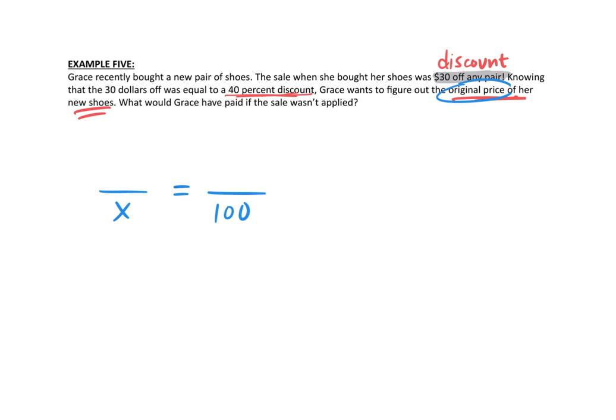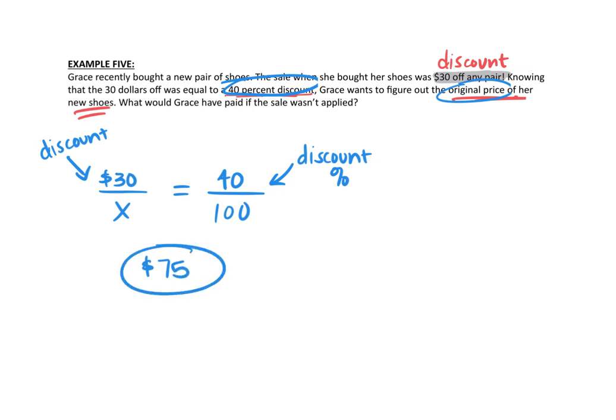Okay, she gets $30 off. That's not what she's paying, that's just the discount. Okay, that's what she takes off. So across from that just needs to be, it has to match up, the discount percent. So what was the discount percent? Well, she got a 40% discount. I'm going to put that across from that. Okay, so now you can go ahead and cross multiply. And I end up with, if you solve that, you get $75. So that means my original price was $75 for those shoes.